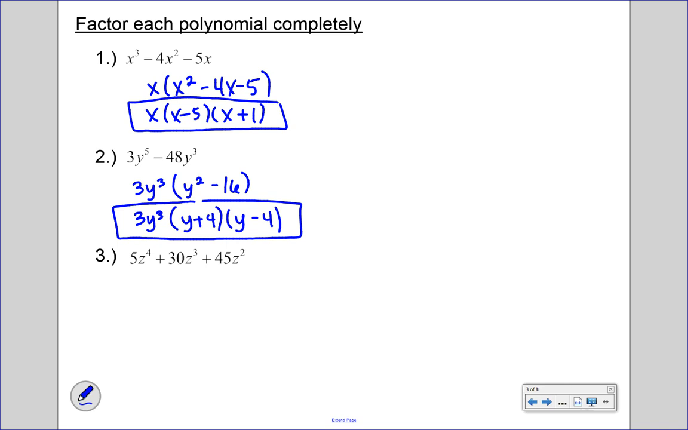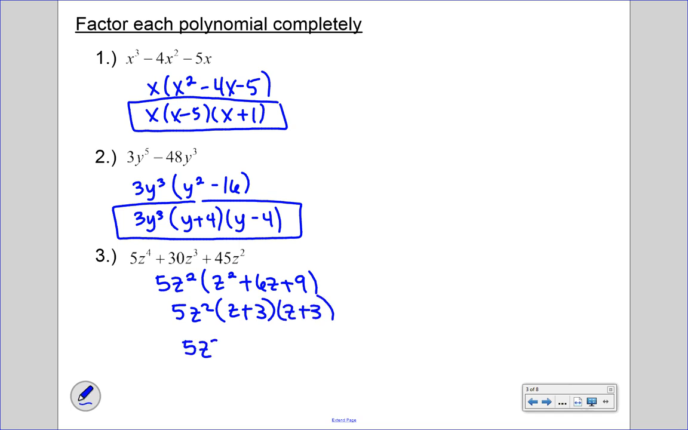For number 3, we can take out a 5z squared. And that becomes z squared plus 6z plus 9. This can be factored to become z plus 3 and z plus 3. And we can simplify that, saying 5z squared times z plus 3 squared. And we have factored that completely. So a little review for that.